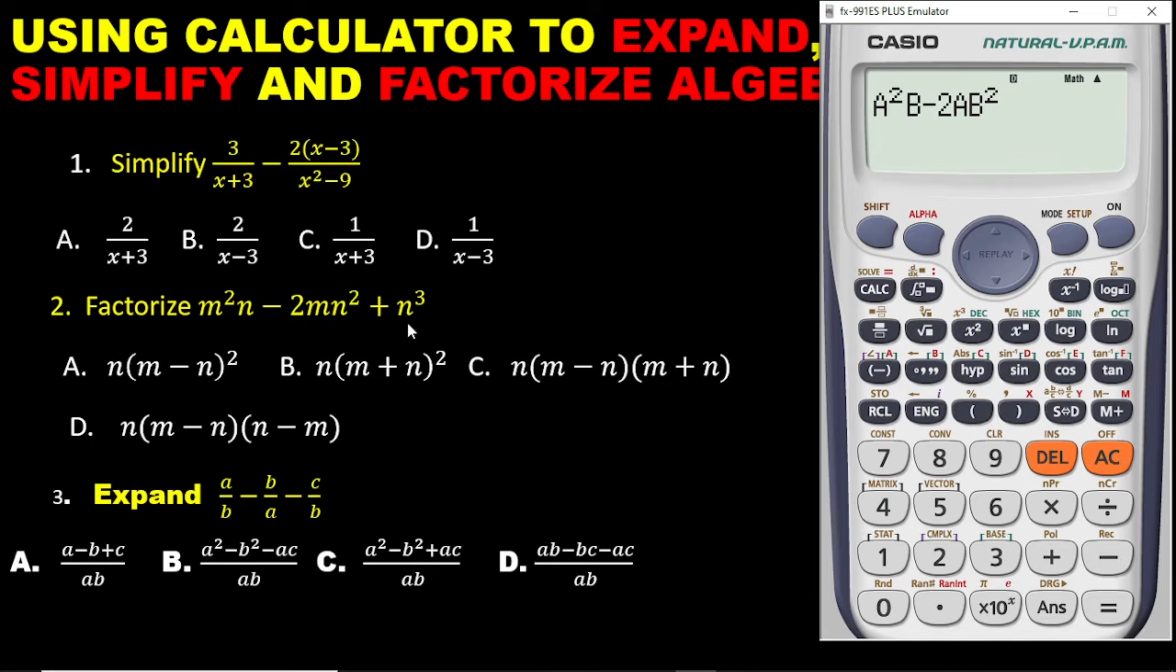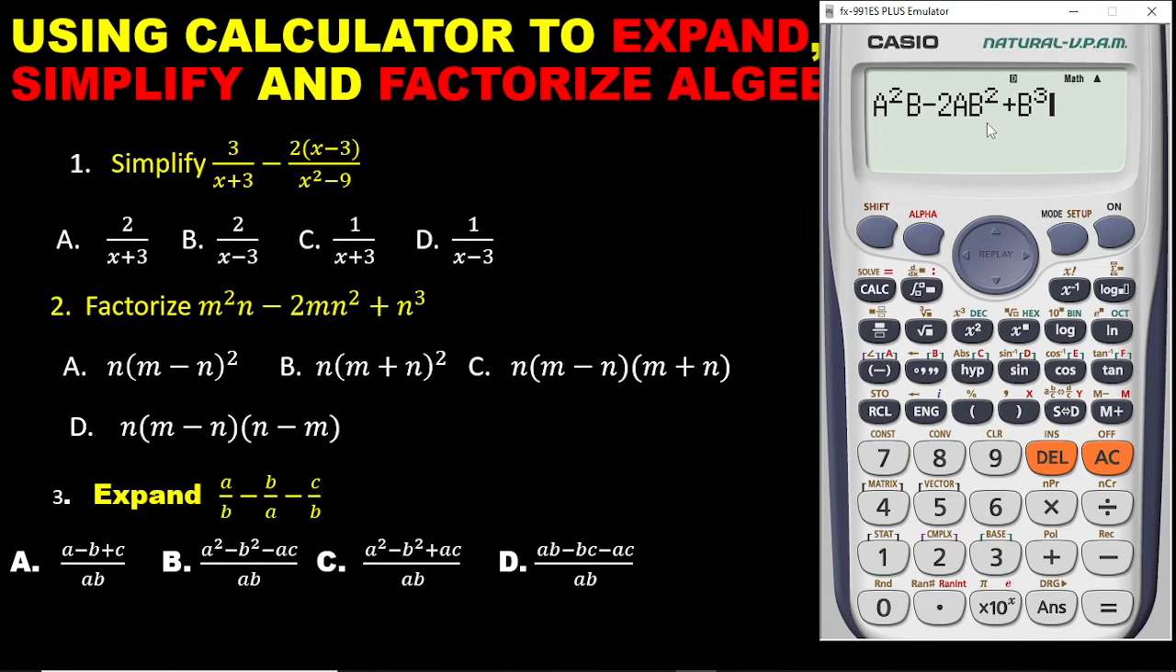Know that we are using b to represent n. So we have plus alpha and then b, and then this is cube. So the cube symbol, you can see that is alpha and then this. So if you look at it, I have the exact expression as I see in the question on my calculator.